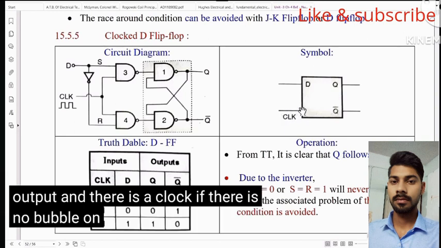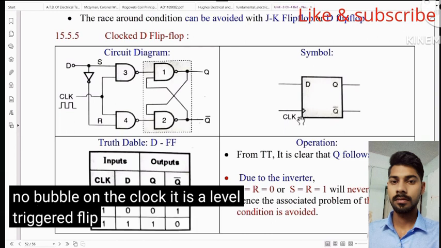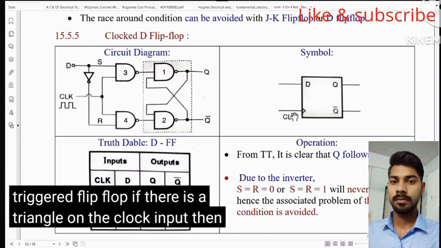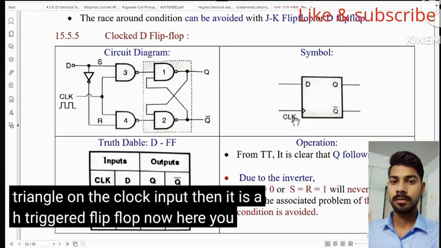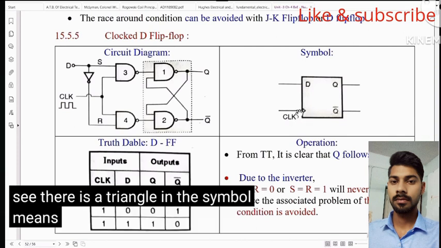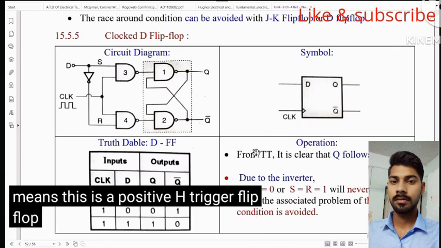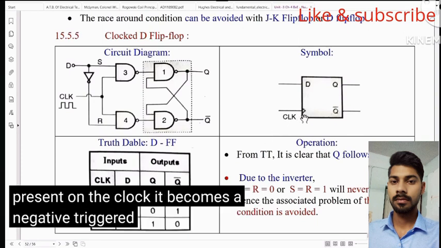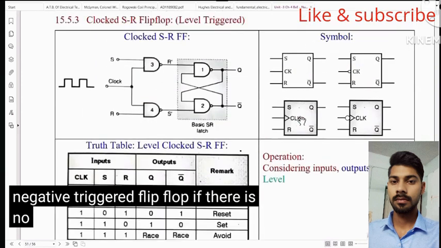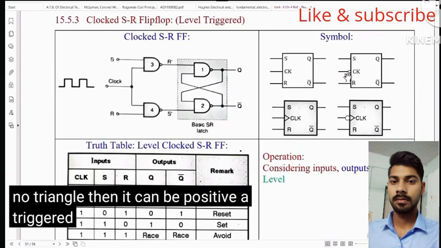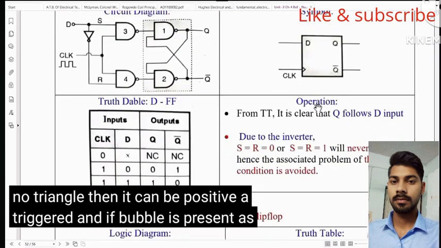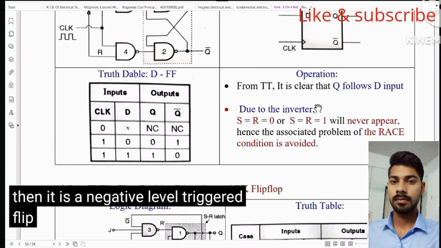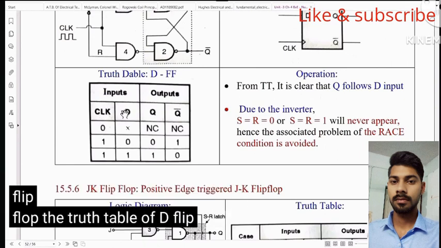If there is no bubble on the clock, it is a level triggered flip-flop. If there is a triangle on the clock input, then it is an edge triggered flip-flop. Now here you will see there is a triangle in the symbol, means this is a positive edge triggered flip-flop. If there is a triangle and bubble present on the clock, it becomes a negative edge triggered flip-flop. If there is no triangle, then it can be positive level triggered. And if bubble is present only, as shown here, then it is a negative level triggered flip-flop.